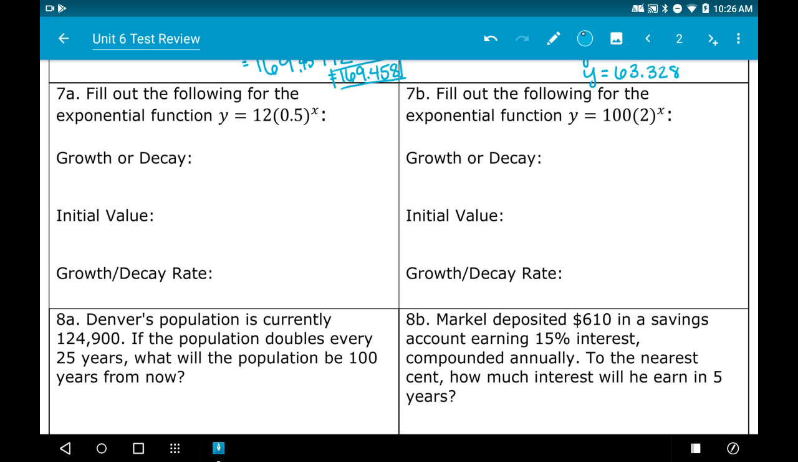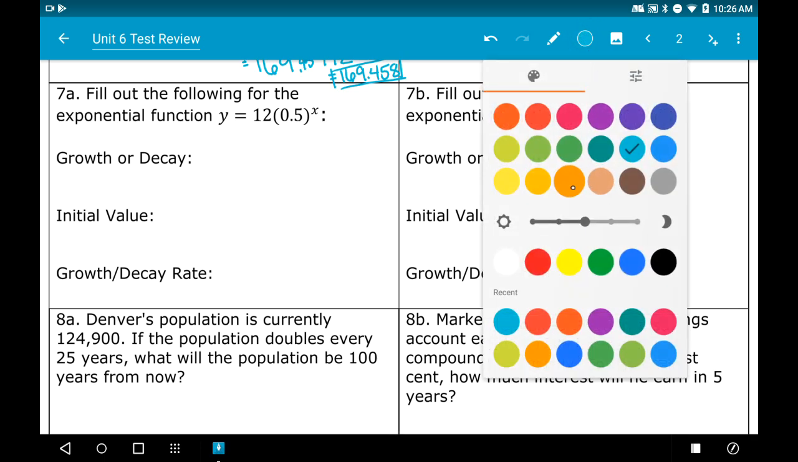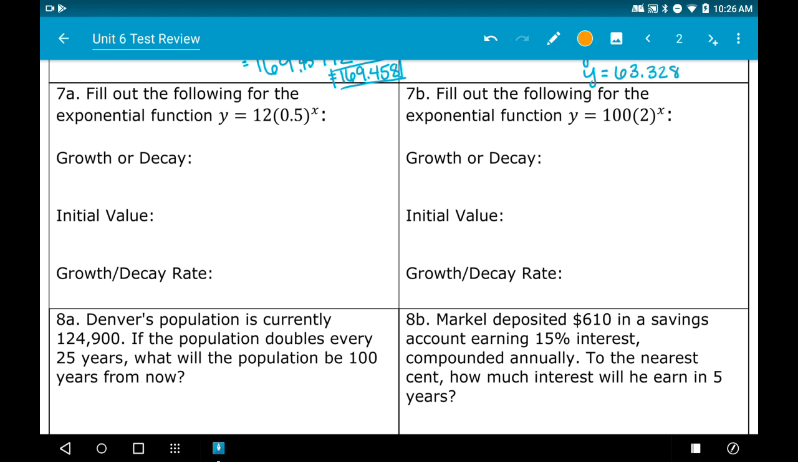Okay, 7 wants us to fill out the information based on this exponential function. So our growth or decay rate, initial value, and it just wants to know if it's growth or decay. So if we look at this here, we know that this right here is our A value, and this right here is B, or our rate. So growth or decay, we have to look at our B value, and looking at that, it's 0.5. So whenever it's less than 1, but greater than 0, we know it's going to be decay.